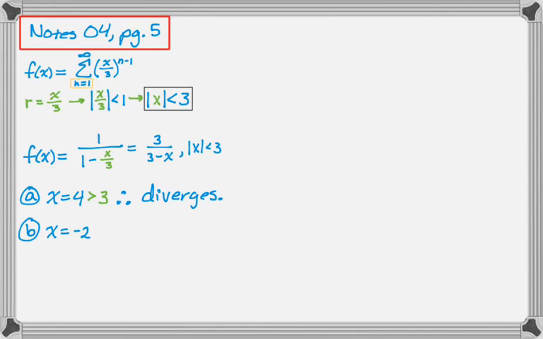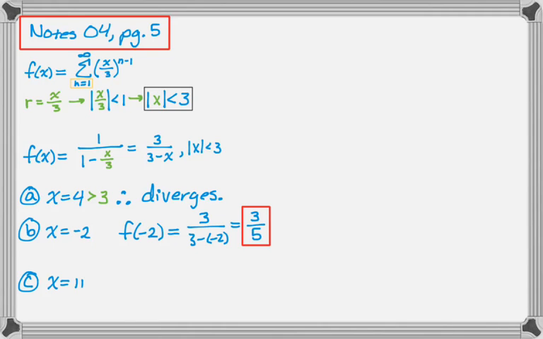For b, we're dealing with x equals -2. The absolute value of -2 is less than 3, so I just plug straight into my closed form, and I get f of -2 is 3/5. So you can see once you've worked out where it converges and what function it converges to on that interval, evaluating is as easy as evaluating any function. The next thing is x equals pi. Well, pi is greater than 3, so again we're going to diverge.